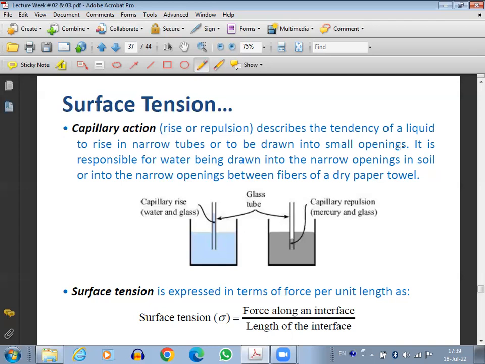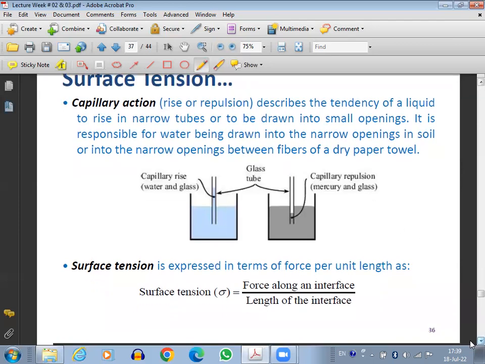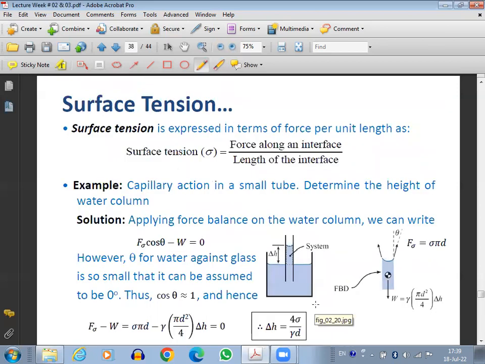Capillary action is the rise or repulsion, which describes the tendency of a liquid to rise in narrow tubes or to be drawn into small openings. It is responsible for water being drawn into the narrow openings in soil or into the narrow openings between fibers of a dry paper towel. Surface tension is expressed in terms of force per unit length, force along an interface divided by length of the interface. That is basically the surface tension.